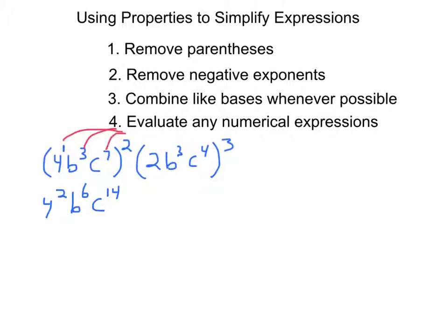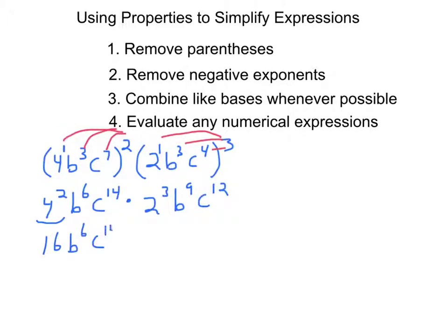And then in the second one, you do the same thing. So remember, this is 2 to the first, so you're going to multiply 1 times 3 and 3 times 3 and 4 times 3. So it would be 2 to the third, b to the ninth, and c to the 12th. Now remember, we want to evaluate any numerical expression, so 4 to the second would just be 16. So 16, b to the 6th, c to the 14th, times, and then 2 to the third would be 8. So 8, b to the 9th, c to the 12th.